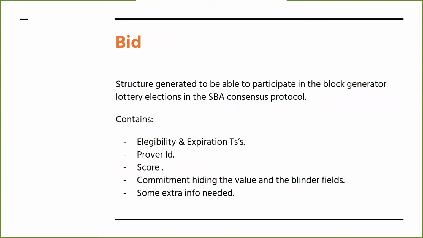So the bit itself is the structure generated to be able to participate in the consensus as a block generator. And it's basically done through a lottery process. This bit contains a lot of fields, but probably the most important ones, or the ones that I would like to mention, are the eligibility and expiration TS, the prover ID, the score of the bit, and commitments hiding the values or the blinders, which are fields that should be private and only known by the user who is putting that bit into play.